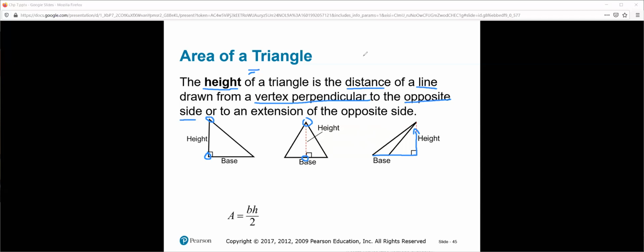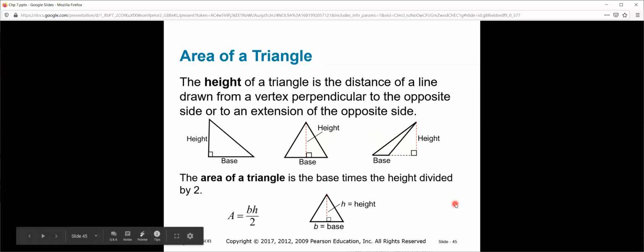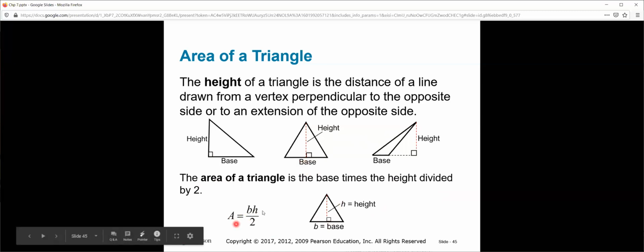Once we know how tall the triangle is, we can use that information to find the area based on the equation. Area equals base times height divided by 2. The area of the triangle is the base times height, right, divided by 2. Once you know the height on the right triangle, it's easy. It's just a side. For other triangles, you're going to do a bit more calculation. But once you know the height of it, you calculate area.